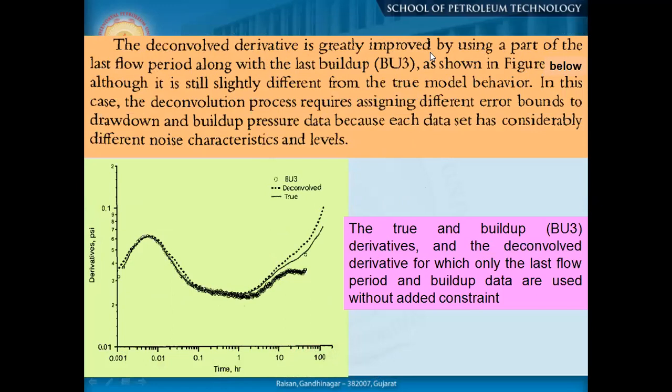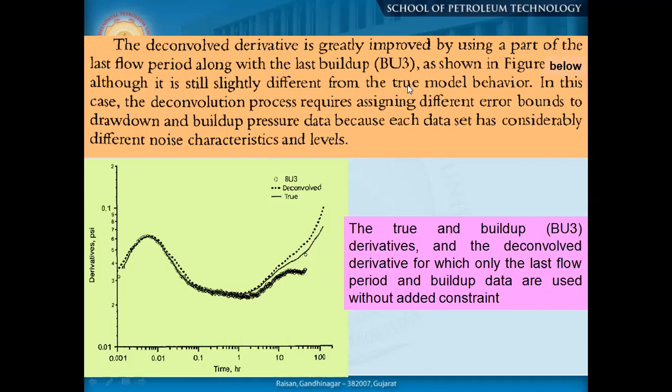So now what is there? You see part of the last flow period along with the last build-up. This dotted deconvolution is what we have considered, with the last production period a little bit. That means the first one is only build-up 3. The second graph, which we have discussed, gives a problematic late time due to the available storage of build-up 2. But here we are considering only the last flow period and the build-up data for this deconvolution. So you see it matches very much with the true.